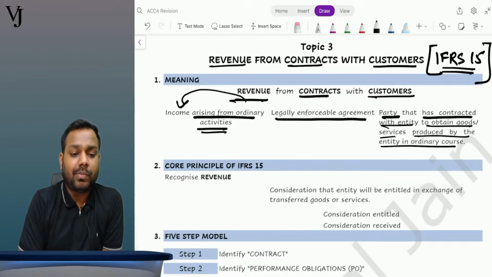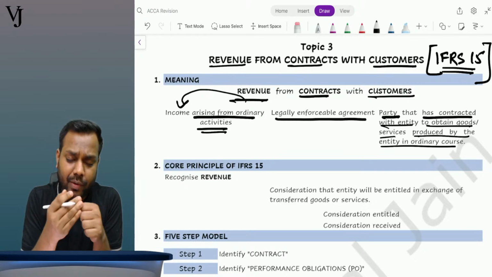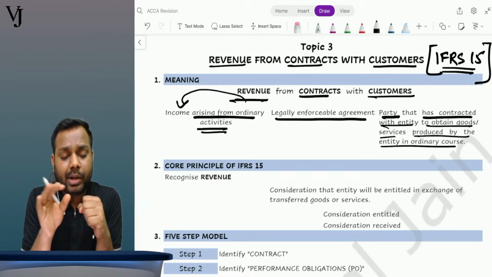So, who are customers? Customers are those who give me revenue. Customers are the parties who have entered into a contract with the entity for purchasing the goods or services which are sold by the entity in the normal course of business.